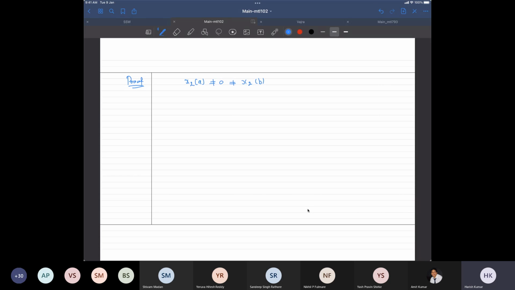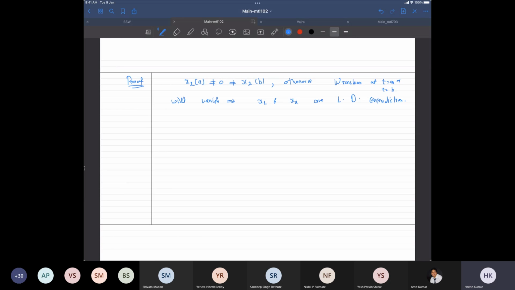Otherwise, the Wronskian at t equal to a or t equal to b will vanish, which will imply that x1 and x2 are linearly dependent. Contradiction. So clearly this will not happen.